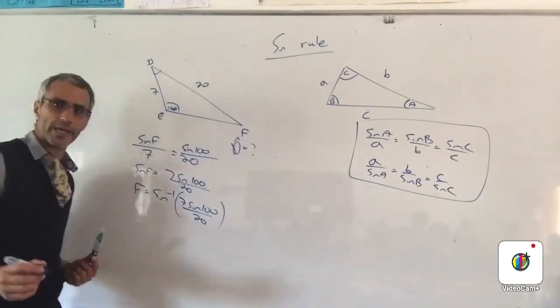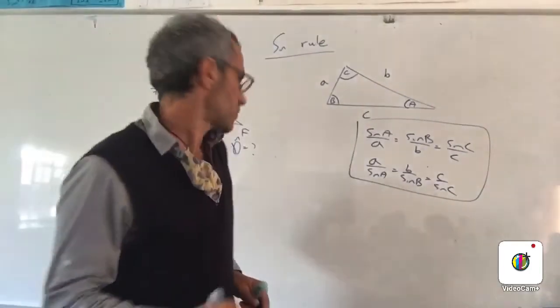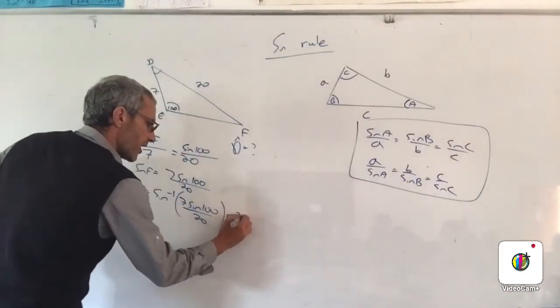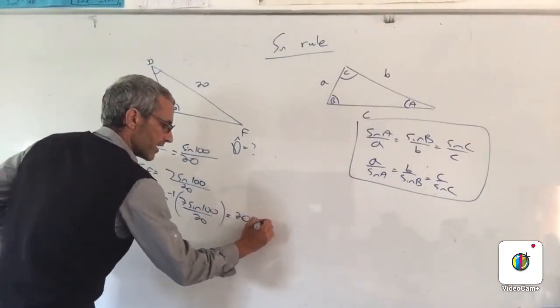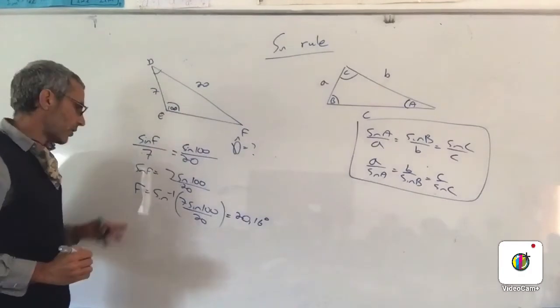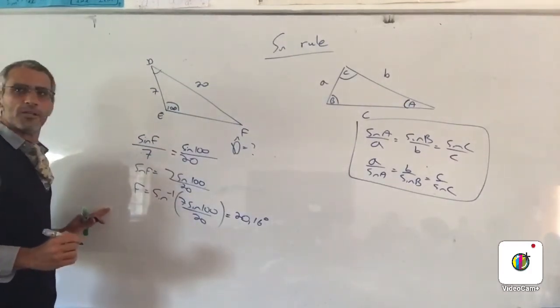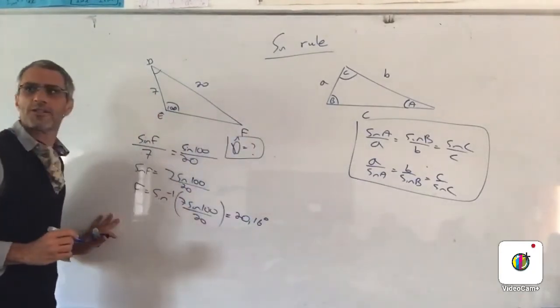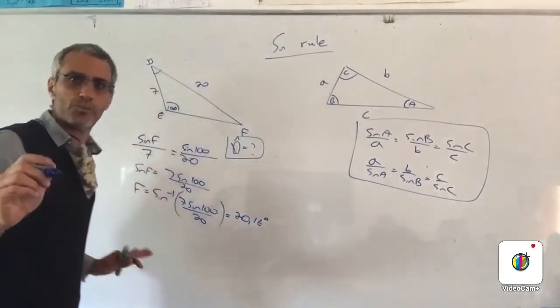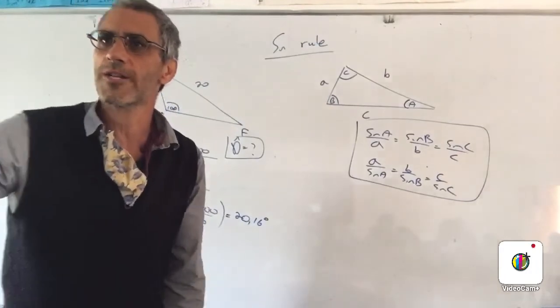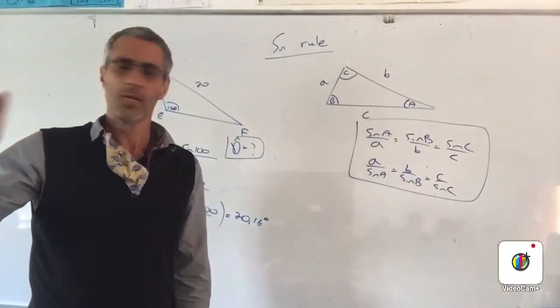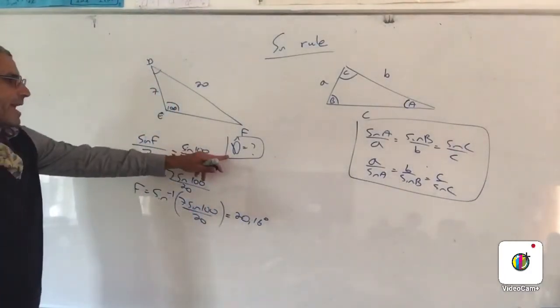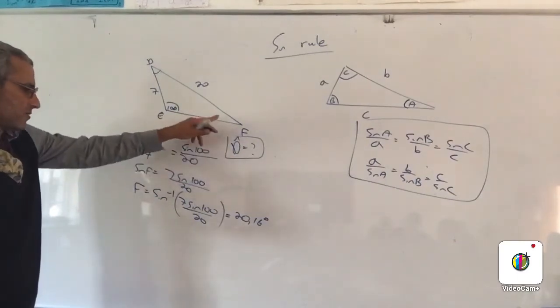Okay, let's see what we get. So we get 20.16 degrees. Now, is this the final answer? We've got to remember which angle they asked for. I'll pause and wait for you. You're checking the calculator. Are you happy with that? Yeah. So don't forget, guys, they actually asked for D, not for F.